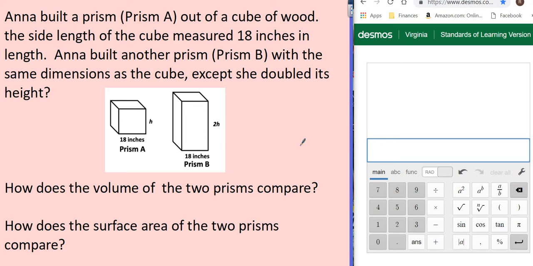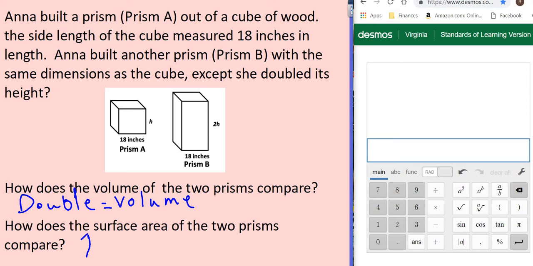So she only changed one attribute. Width and length were the same, but she doubled the height. So what would that do to the volume of the two prisms? Well, if she doubled the height, it would definitely double the volume. Because if you change one attribute, however you change it, that's going to do the same thing to the volume. How would the surface area of the two prisms compare?